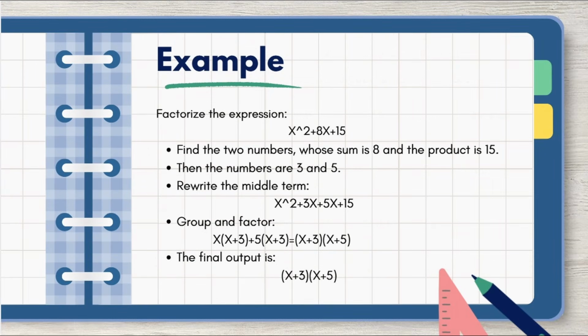Factorization example. Let us factorize the expression x squared plus 8x plus 15. First, find two numbers whose sum is 8 and whose product is 15. Those numbers are 3 and 5. Next, rewrite the middle term to get x squared plus 3x plus 5x plus 15. Group and factor the terms to get x times the quantity x plus 3, plus 5 times the quantity x plus 3. The final output is the quantity x plus 3 times the quantity x plus 5.